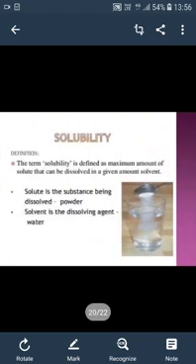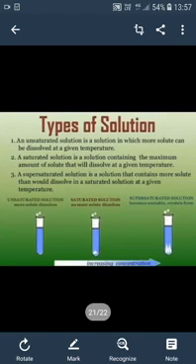Next we'll go with solubility. What do you mean by the term solubility? It is the maximum amount of solute that can be dissolved in a certain amount of solvent or solution. We call it the solubility of a solute.